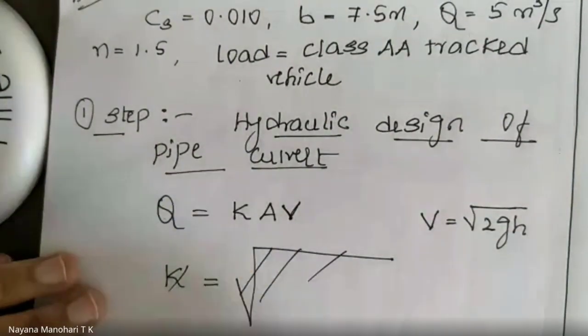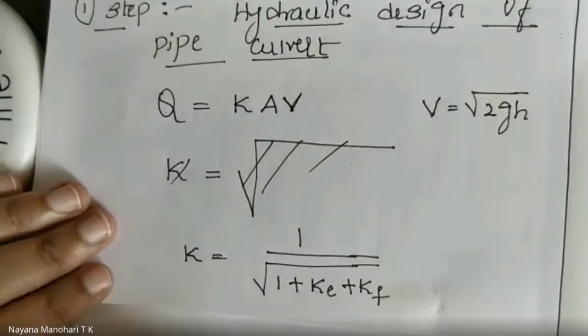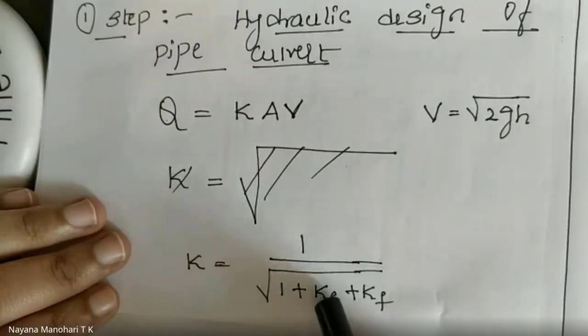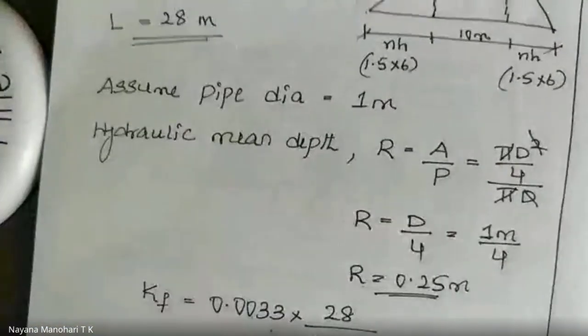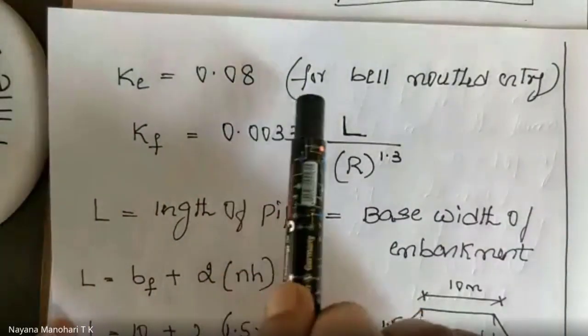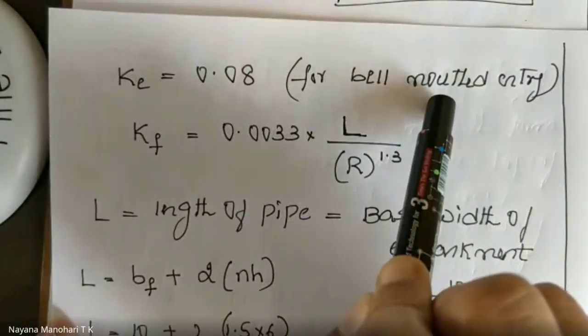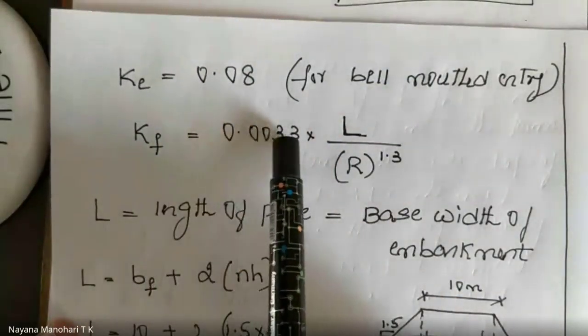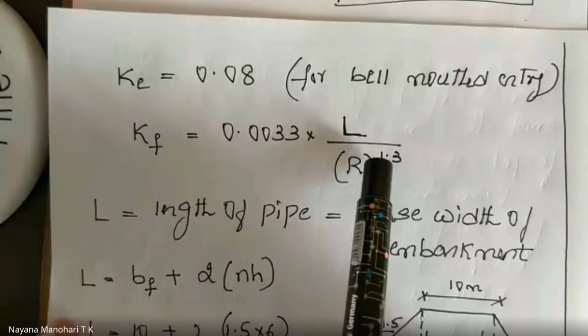You need to calculate the K value. K is what? That is the conveyance factor. It is given by 1 over square root of 1 plus KE plus KF. Okay, KE is 0.08, that is for bell mouth entry. They have specified in the problem. Next is KF, given by 0.0033 into L divided by R to the power of 1.3.